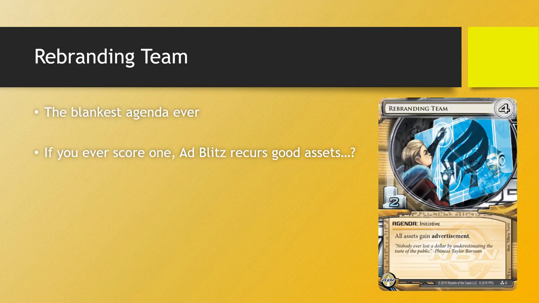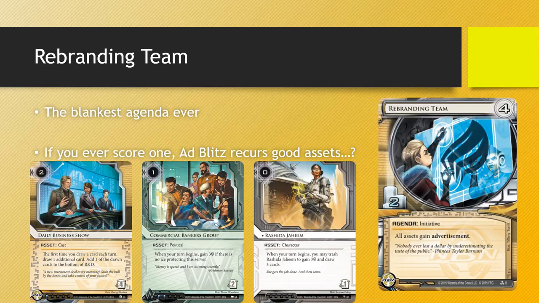If you're thinking of NBN decks with assets, you're looking at Controlling the Message, those top tier CTM decks. And yeah, there are some really powerful assets in there that you can recur with Rebranding Team. Can you imagine reviving your Daily Business Shows and Bankers Groups? Holy cow, Bankers Groups coming back for free. Or not so much free, but you know, you get to recur them with Ad Blitz and Rebranding Team. That's amazing. Not to mention stuffing a Rashida Jaheem in your scoring remote while doing so.